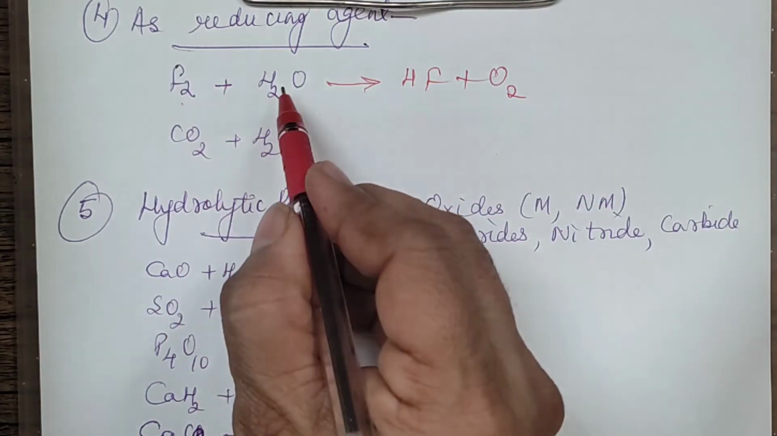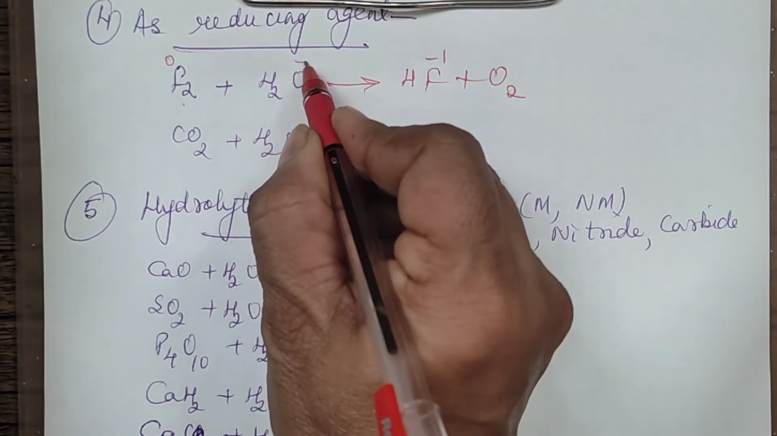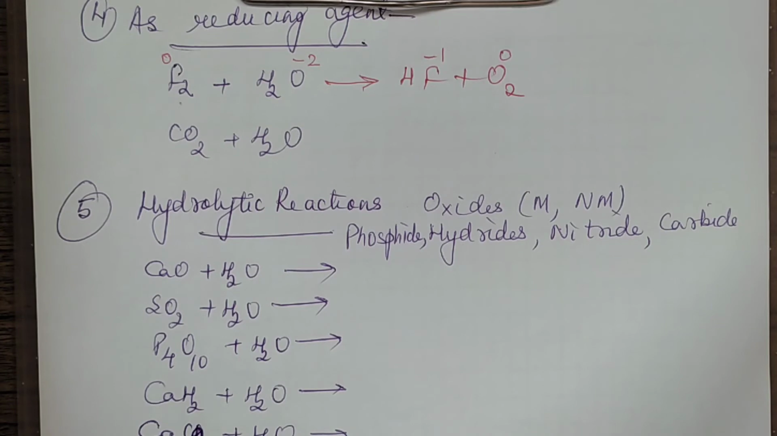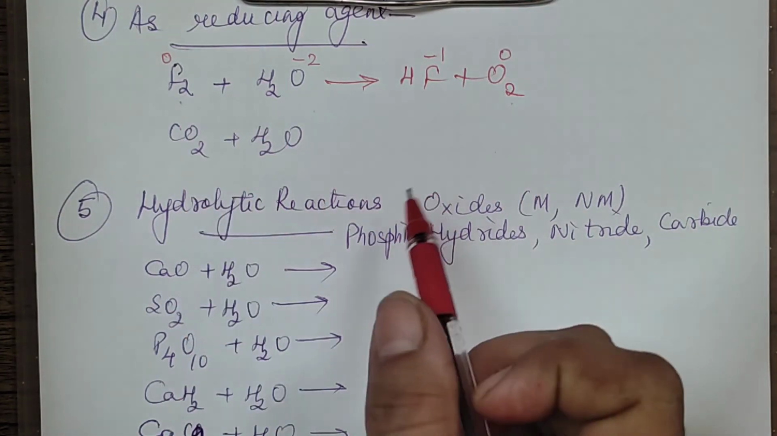So it has reduced fluorine from 0 to -1, and itself from -2 it has become 0. It has undergone oxidation. Water itself has undergone oxidation, but fluorine is reduced.